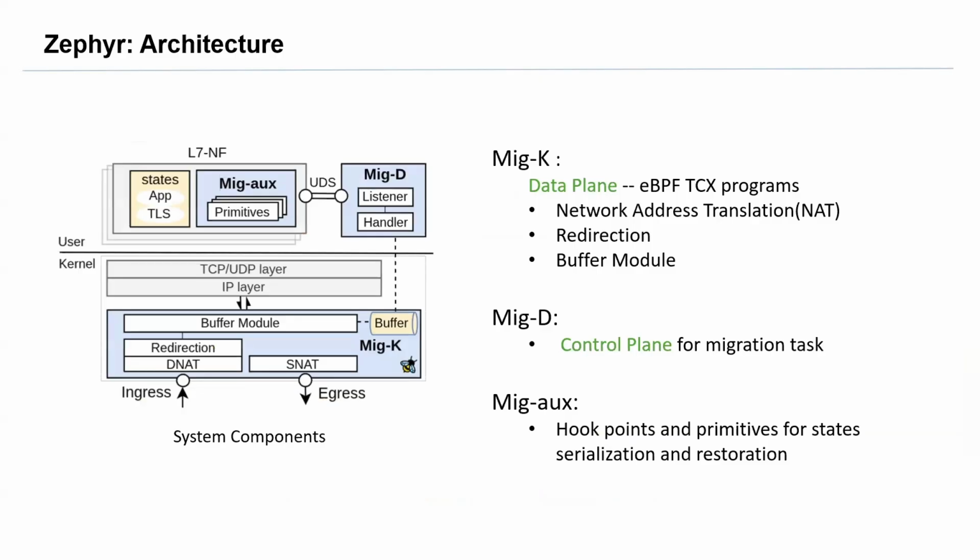Now, let me introduce Zephyr's design. Here is the system architecture overview. MIG-K is a data plane using eBPF TCX programs for network address translation, redirection, and packet buffering. MIG-D is a user space daemon for the control plane that manages the migration task, and MIG-Aux is a set of hook points and primitives for state serialization and restoration.